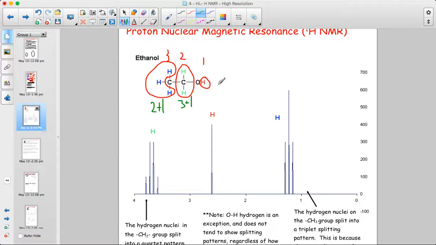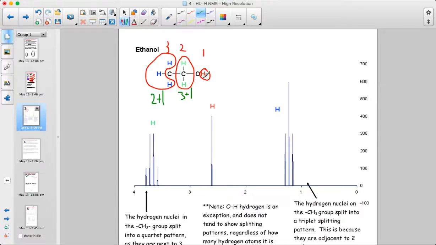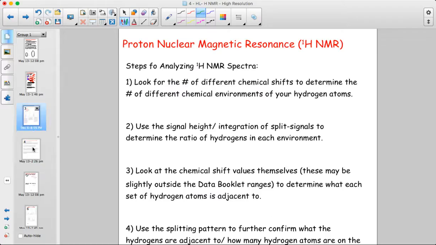And then if we go to the hydroxyl group, we said hydroxyl is that exception. And so we just see the single peak. Even though it's next to these 2, and we would probably predict that we'd see a triplet peak there, the OH is the strange exception, so we only see the 1 peak.